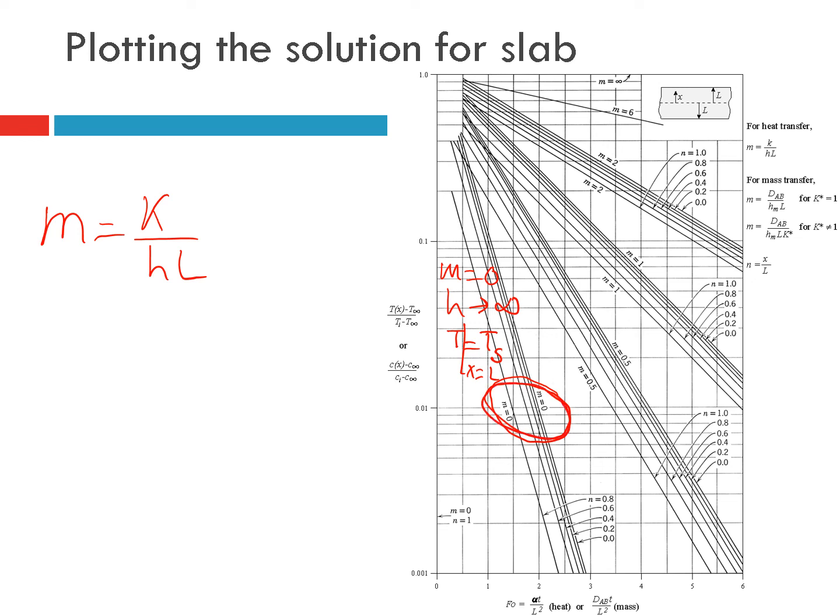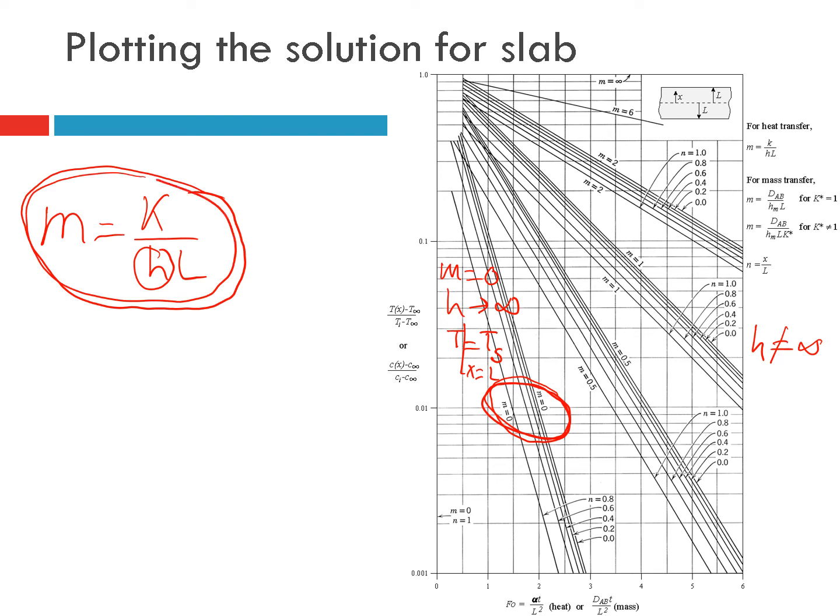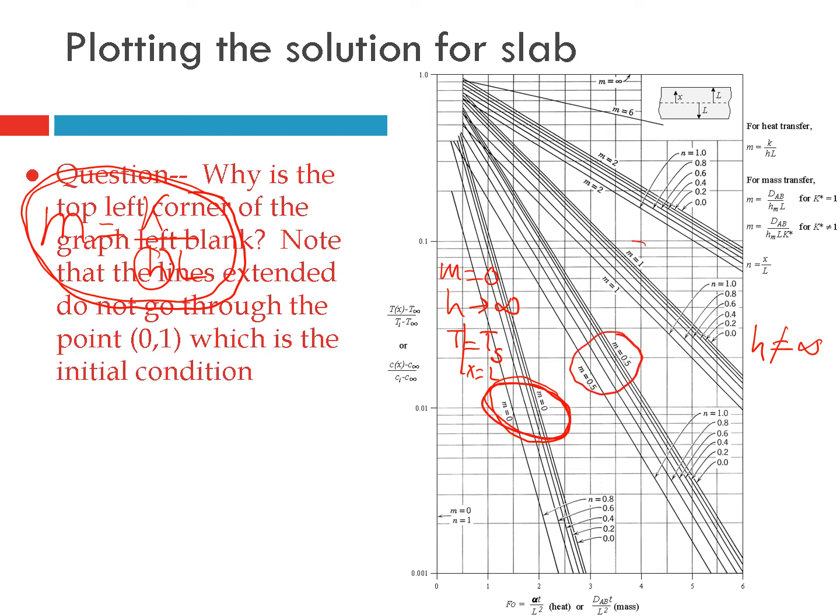Now for other values of h, when h is not infinity, the solution is going to depend on the values of h. So for any value of h, I can find the m, and I can use the corresponding set of lines. So this is for m equal to 0.5, m equal to 1, and m equal to 2. And you notice that there can always be values between m equals 0.5 and m equal to 1. You have to do interpolation.